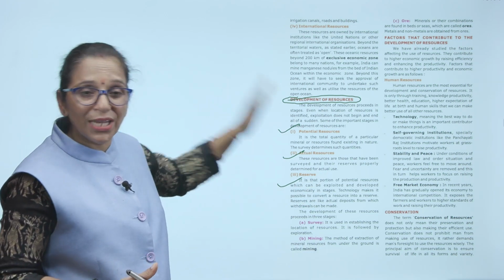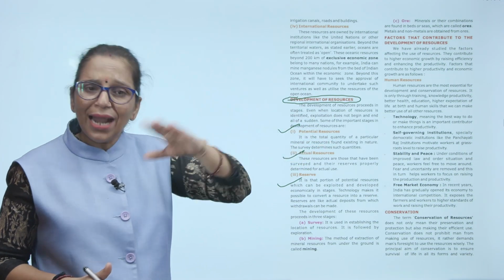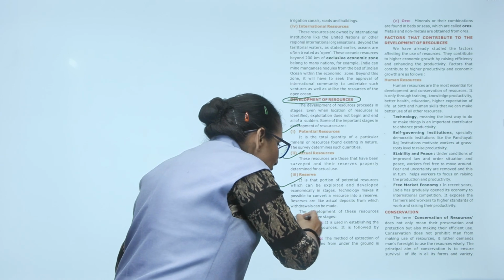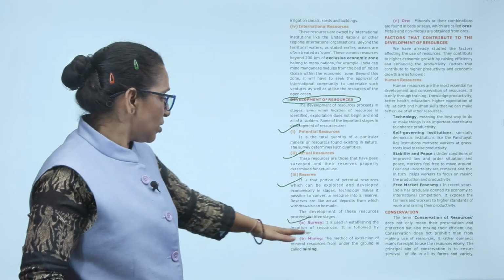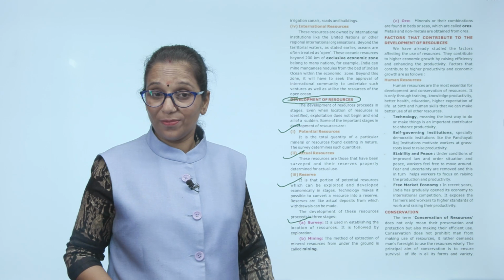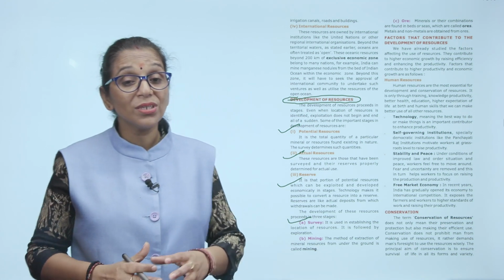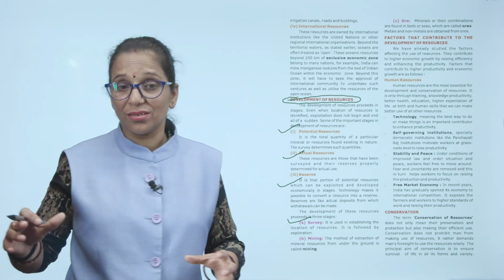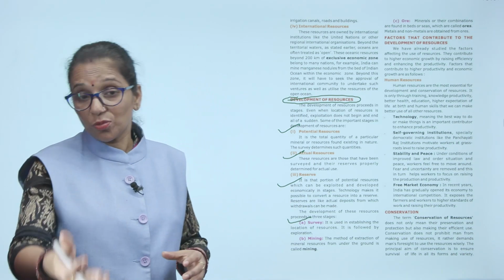The development of these resources proceeds in 3 stages. Whatever we have discussed, potential, actual or reserve, depends on the 3 stages. One is the survey. It is used in establishing the location of a resource. It is followed by exploration. Means first you need to do the survey of the local area, of the local resources. Then after you can explore.